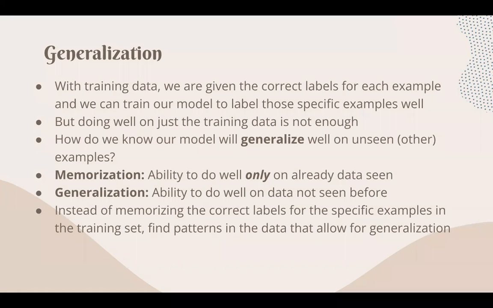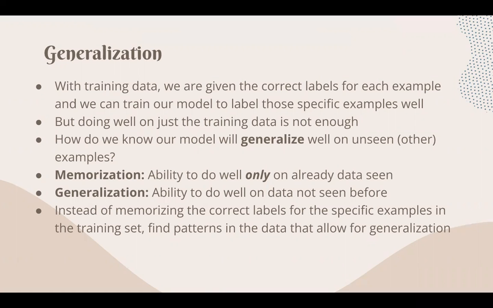With generalization, what is generalization? With training data, we are given correct labels for each example, and we can train our models to label those specific examples because they already have the label. But doing well on the training data is not enough. How do we know that our model will generalize to unseen data, or data that is not the same as the training data?